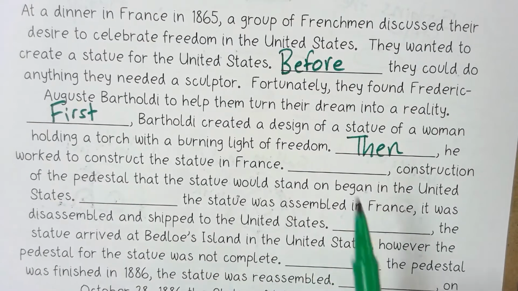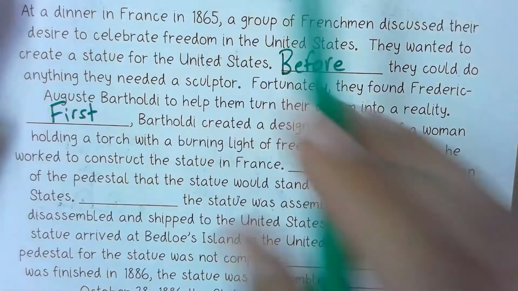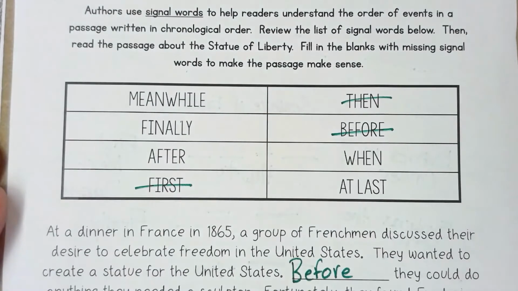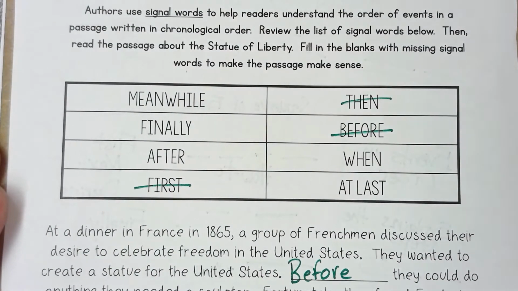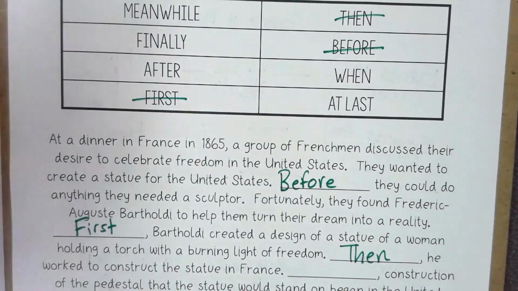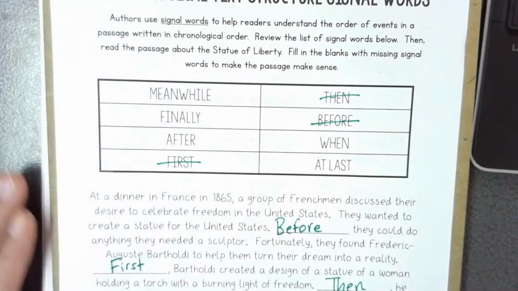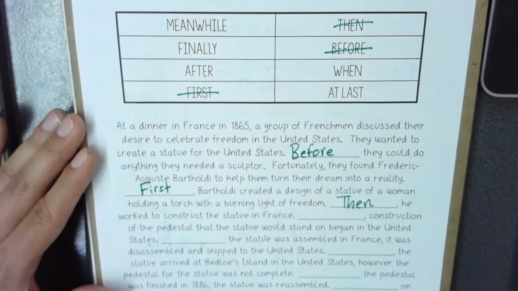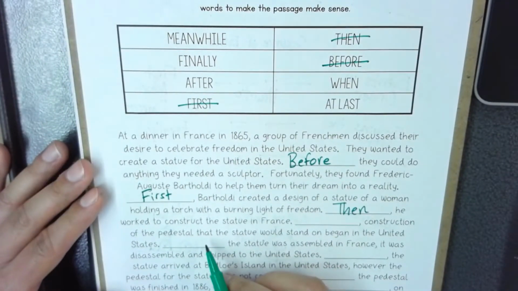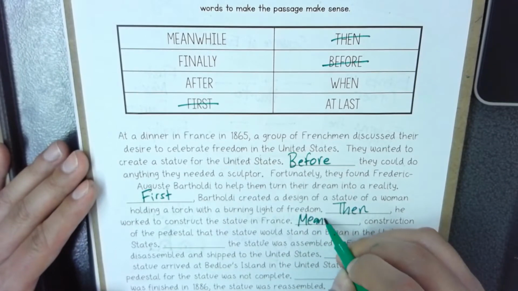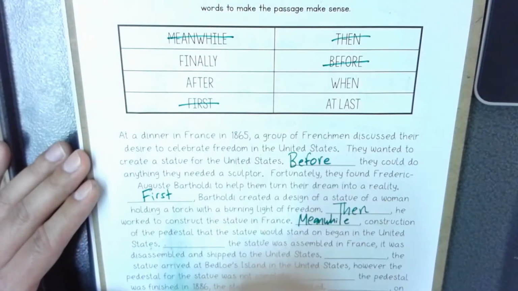We need another signal word. It's not finally, it's not at last, or after. It's either meanwhile or when. When construction of the pedestal that the statue would stand on began in the United States? No. Let's try meanwhile. Meanwhile, construction of the pedestal that the statue would stand on began in the United States? Yes. Let's try meanwhile. And it fits. So cross it out.